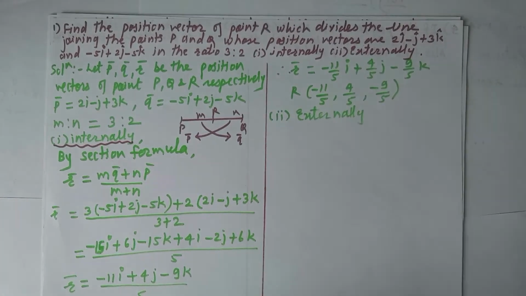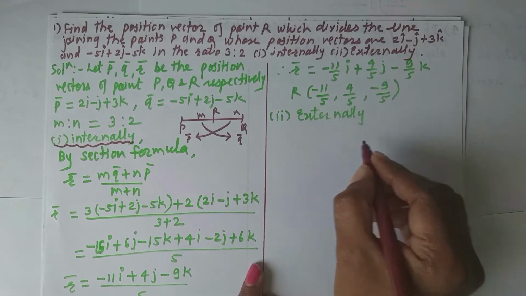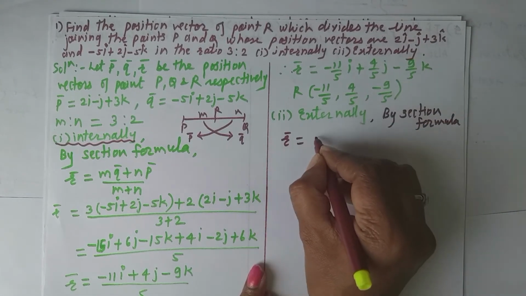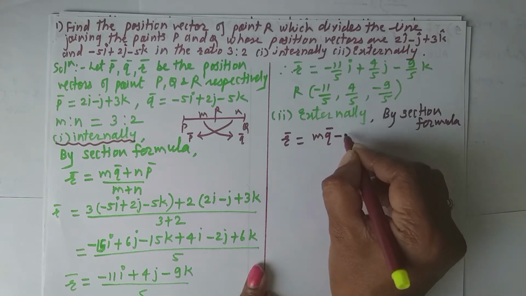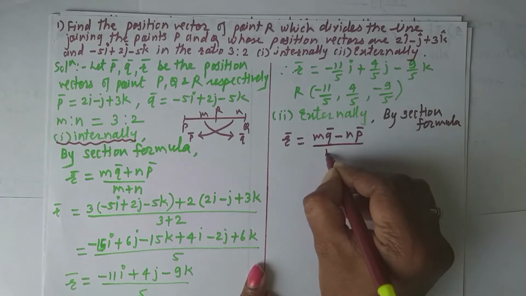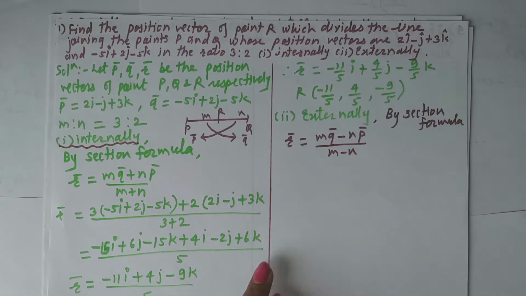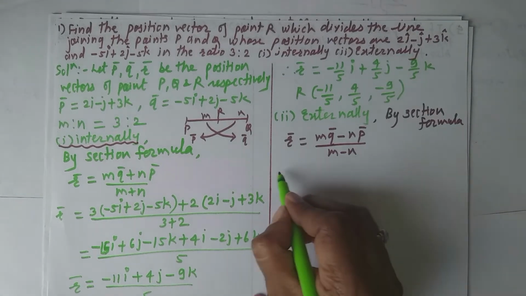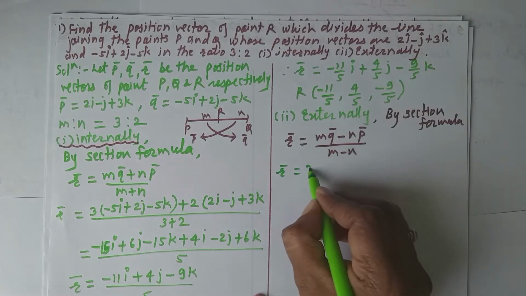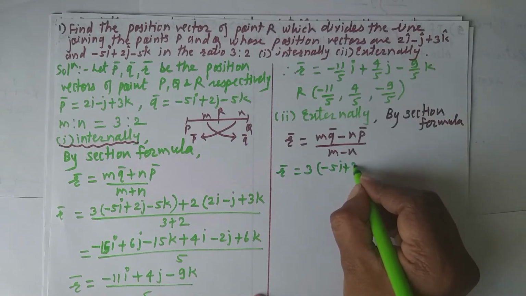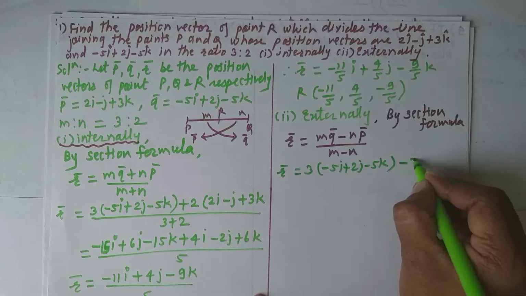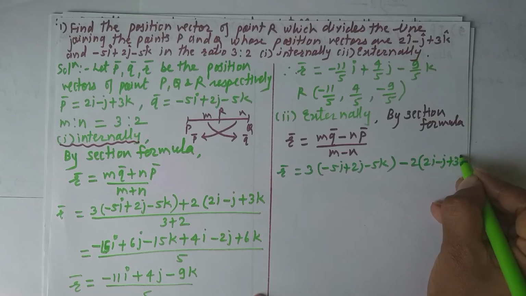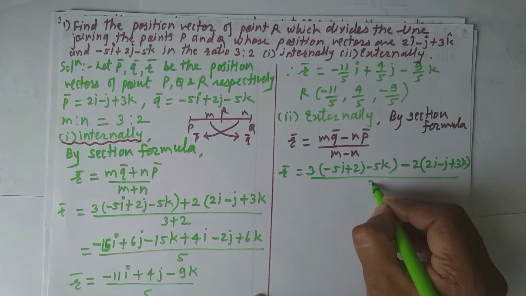Now if R divides externally, then by the section formula, what is the section formula for external division? That is (m q bar minus n p bar) divided by (m minus n). Instead of plus here, you only keep the minus sign. Then again keep the value of m, that is 3. Q is minus 5i plus 2j minus 5k. n is 2. Then keep the value of P bar, 2i minus j plus 3k, divided by 3 minus 2.